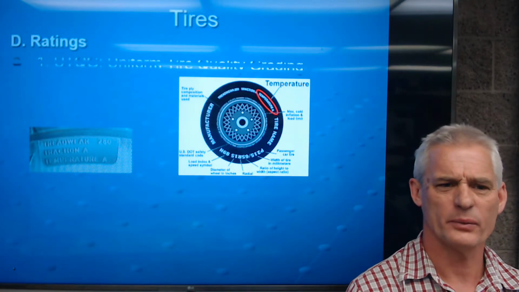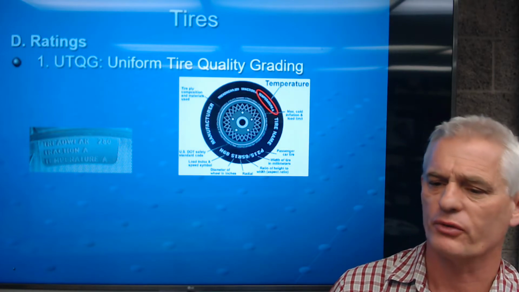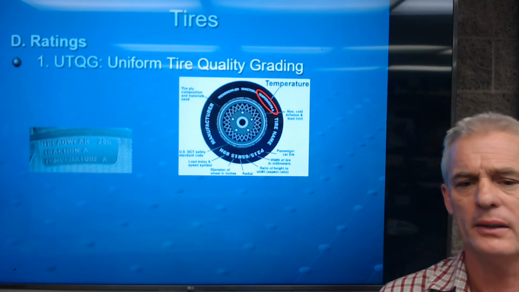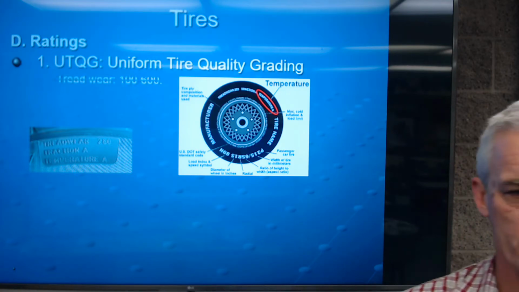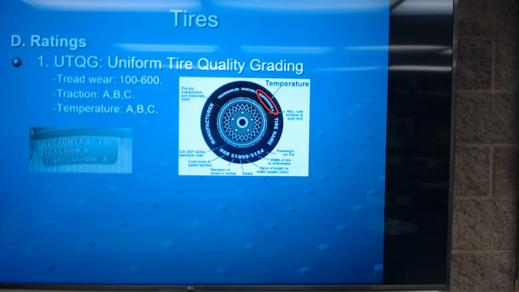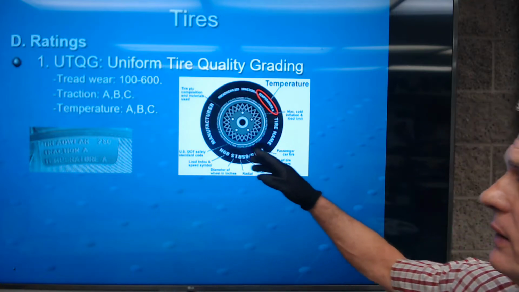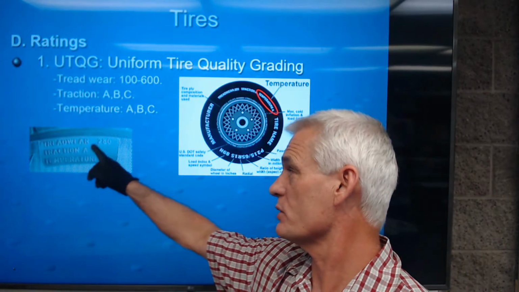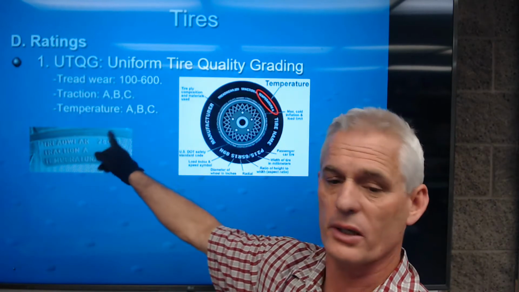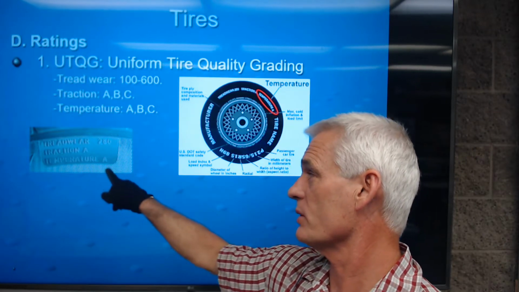So next is tire ratings. Tires have what's called a UTQG or Uniform Tire Quality Grading. It is a series of 3 measurements: tread wear, traction, and temperature. I'm sorry that doesn't focus that well. I apologize, it's just the way the camera looks at this screen. But tread wear, traction, temperature. So the UTQG on this tire, I have a little picture, has a tread wear of 280, traction A, temperature A.